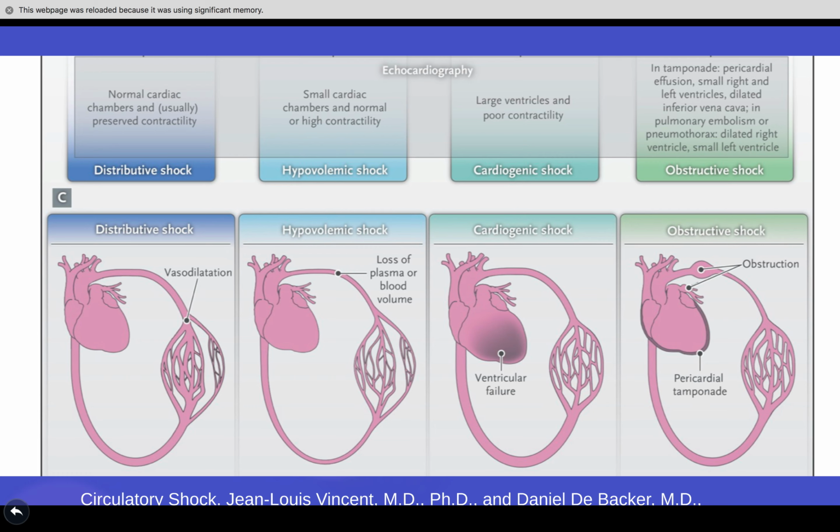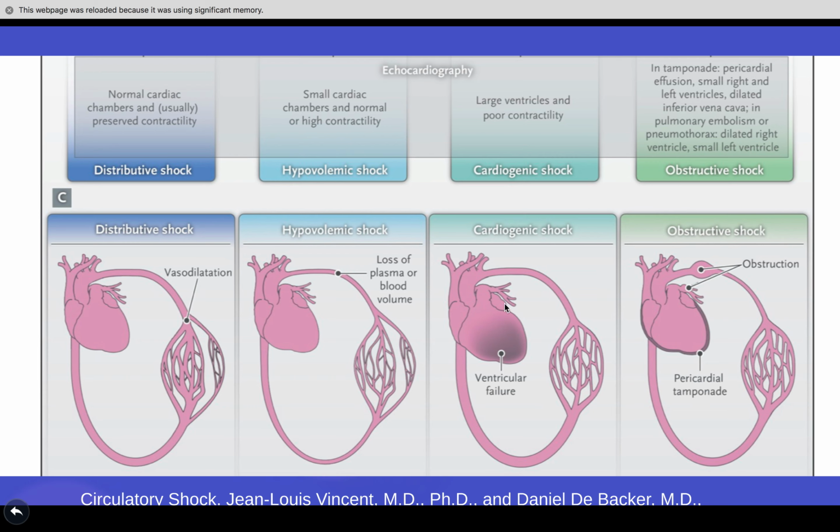As you can see in this diagram from New England Journal, we can use the appearance of the ventricles and cardiac output to guide us further. As you can see here, this brings you a lot of information. Because, again, in cardiogenic shock, you're going to see large ventricles that have poor contractility, right? Because the main problem is the pump.